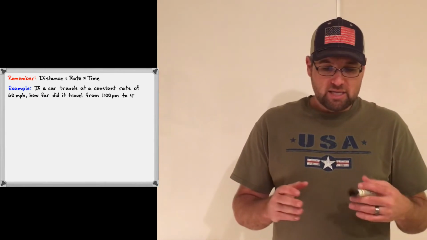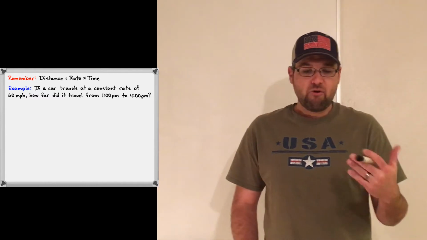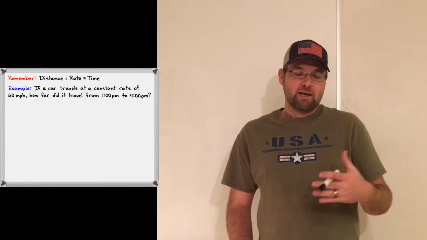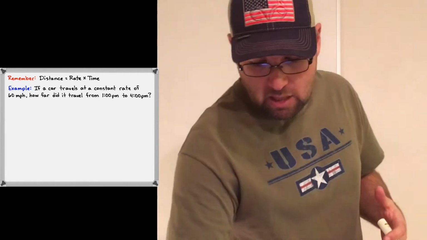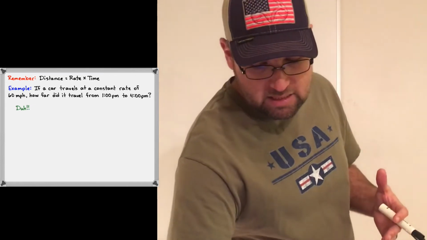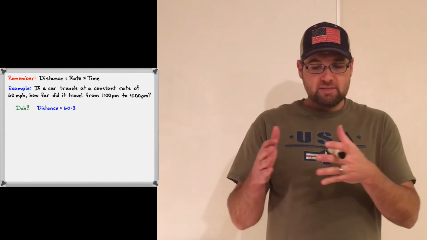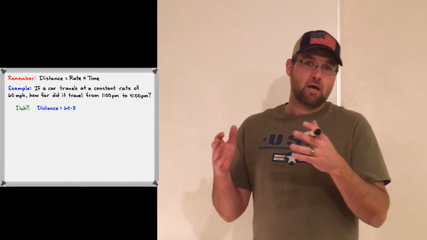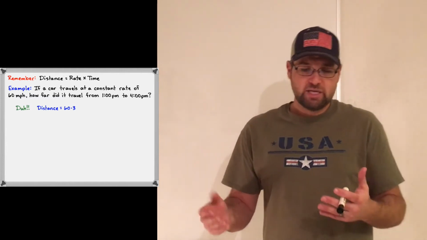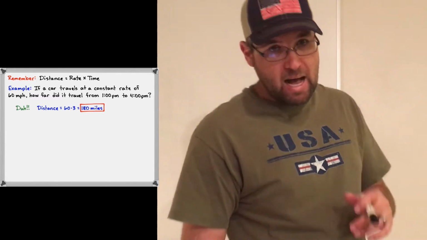So here's an example. If a car travels at a constant rate of 60 miles per hour, how far did it travel from 1 p.m. to 4 p.m.? Now, obviously, you should know the answer to this. We know that we have distance equals rate times time. The distance is going to be equal to the rate, which is 60 miles per hour, times the time, and the time is from 1 to 4, so that means we have a 3-hour time period. So we're just saying 60 times 3, which is 180 miles.